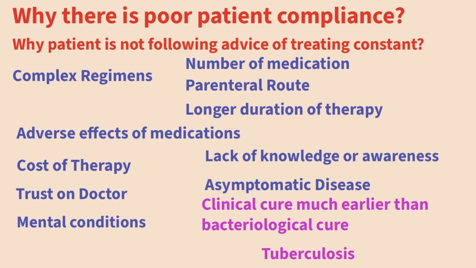And the classical example is tuberculosis. The patient starts improving within 1 month of the therapy, gains weight, the appetite again improves, and so he or she feels that now there is no need to take these 4 or 5 tablets, and that's why the patient stops the therapy, and then the resistance develops.